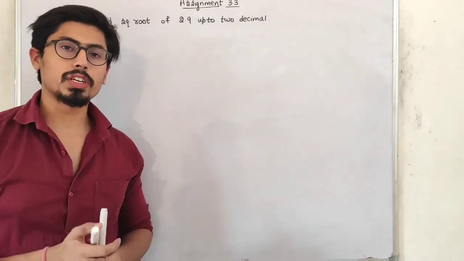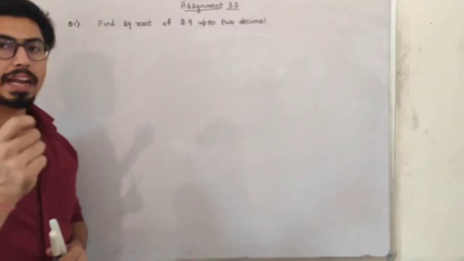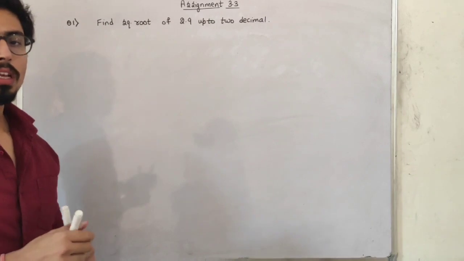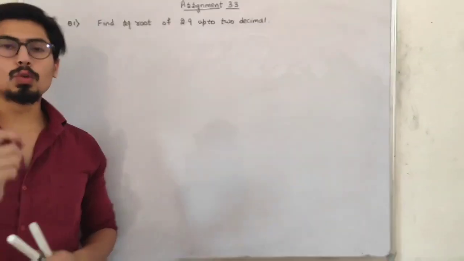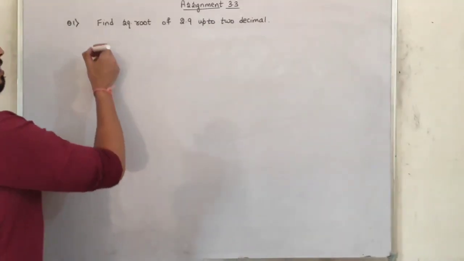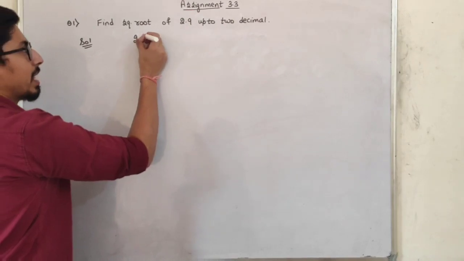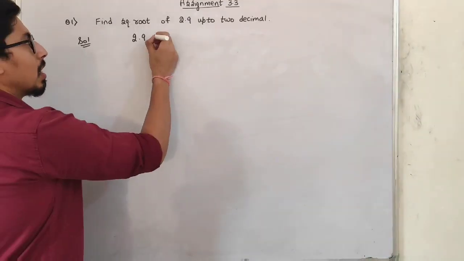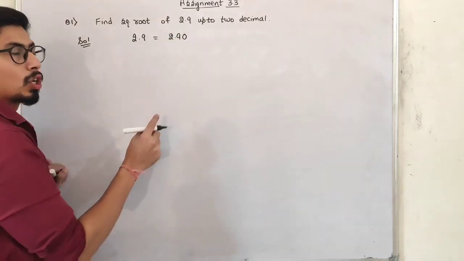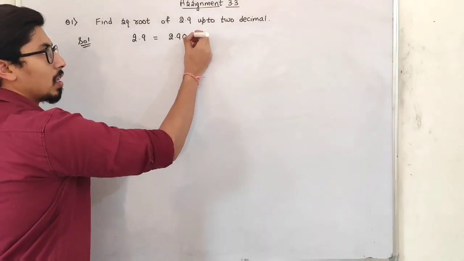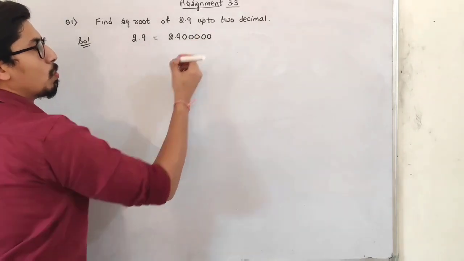So the very first question is, we have to find the square root of 2.9 up to 2 decimals. Okay, students. See, we can write 2.9 as 2.90, and to make this 90 appear, we add 2 more zeros and 2 more zeros.